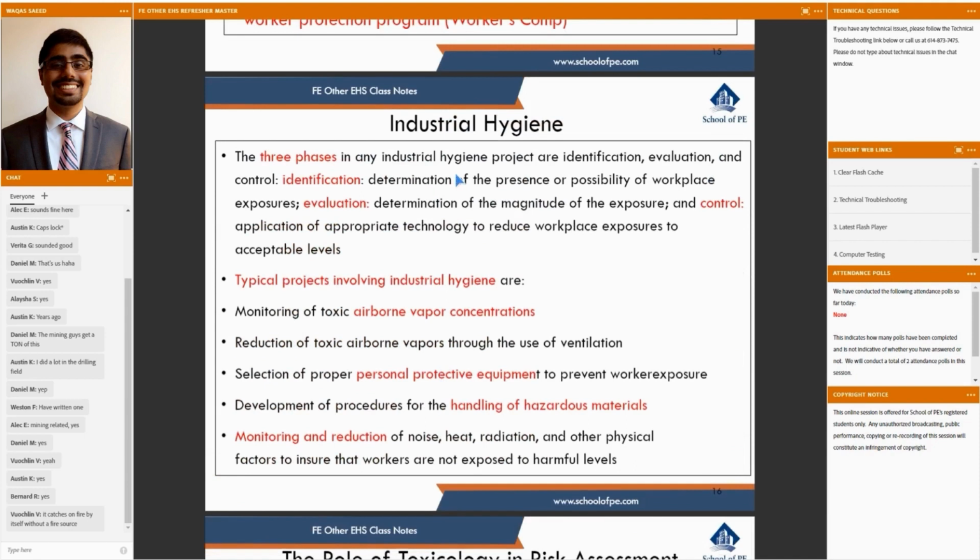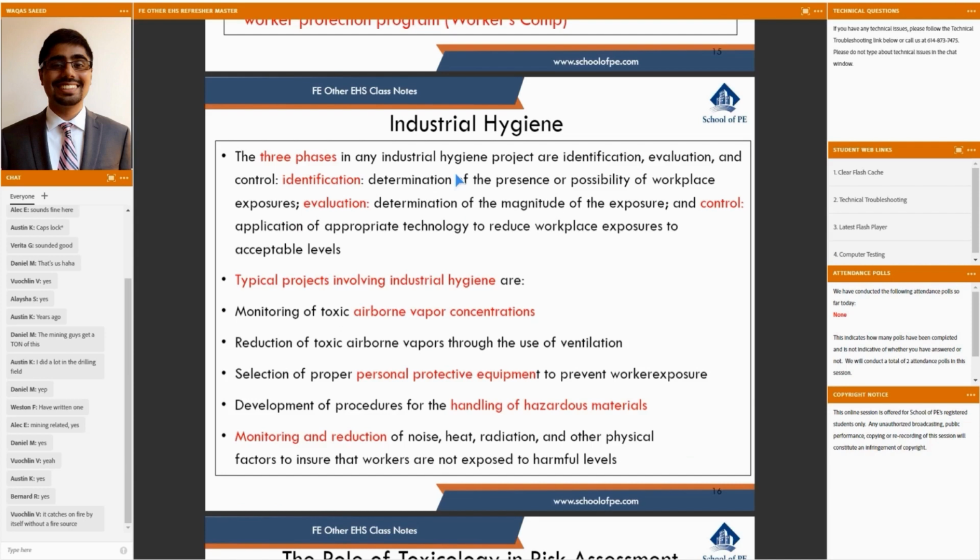And there's actually 3 phases to your process of identifying, evaluating, and controlling hazards. First, identify your hazards: determine the presence or possibility of workplace exposures. Evaluate: determine the exposure probability, or the magnitude of exposure, of those hazards. And control: what you can do to mitigate those hazards. This can involve personal protective equipment, engineering controls, administrative controls, etc.